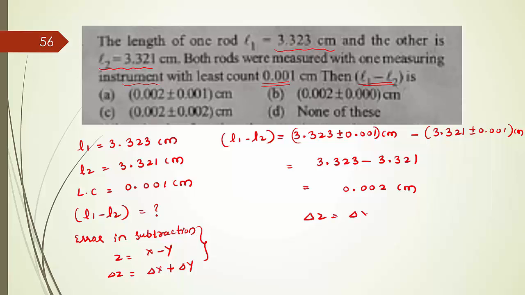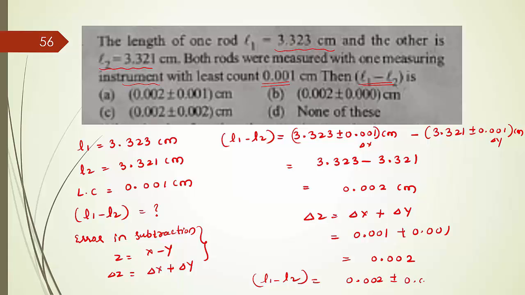Similarly, we have to find error in subtraction. Delta Z equal to delta X plus delta Y. That is here delta X, this is delta Y. Add this value 0.001 plus 0.001, we will get 0.002 centimeter. Then how to write the final answer? The final answer L1 minus L2 is equal to 0.002 plus or minus 0.002 centimeter. So 0.002 plus or minus 0.002 centimeter means option C is right.